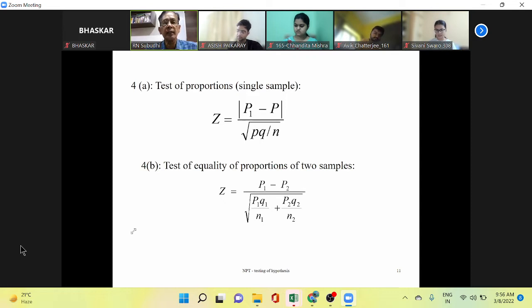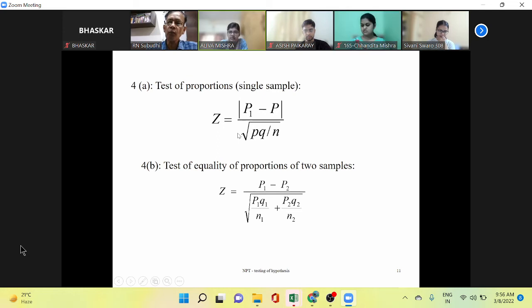And there was a typing mistake here. If you remember, this should be capital P, capital Q. Please remember this. Okay. And this divisor is called what? Standard error. Expected. Very good, very good. Thank you, thank you. All of you should participate like this.